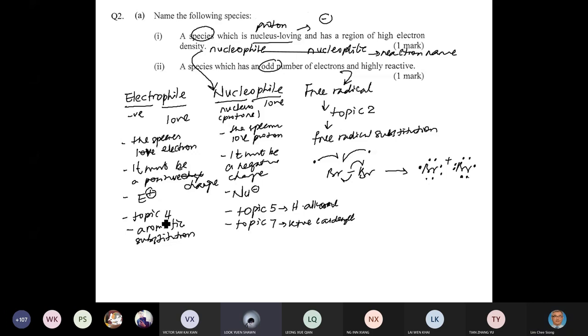I have a question already posted in the chat box. If the alkyl group combines like this, is it considered as propyl also? Can you give me an example? If propyl attaches to the first carbon, but this one is attached to the second carbon of the propyl, then how do we name it? Oh, you still go for the naming, isn't it? Can somebody print screen first before we go back to the slide?